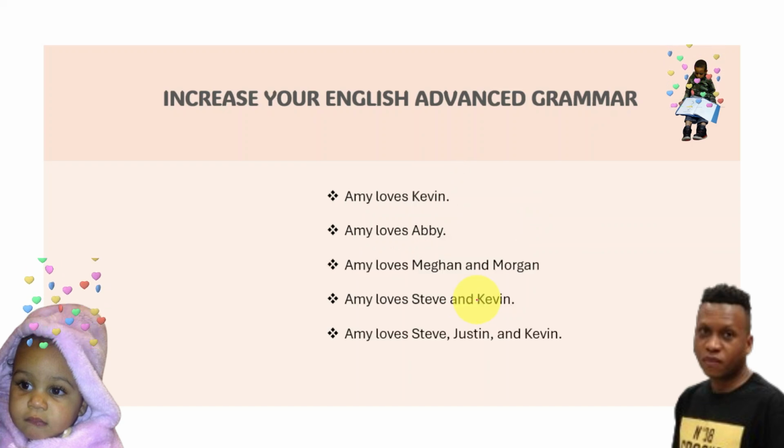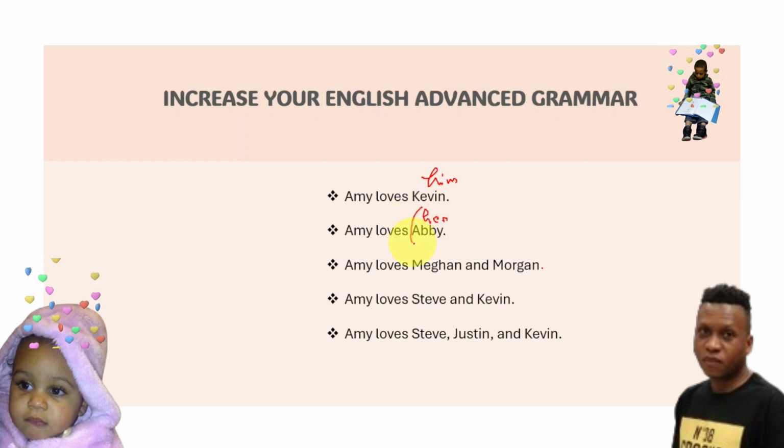So we come here. Amy loves Kevin. Amy loves Abby. Amy loves Megan and Morgan. Amy loves Steve and Kevin. Amy loves Steve, Justin, and Kevin. If we want to replace this, we're going to say Amy loves him, because it's a man. Amy loves Abby. Amy loves her. This one I'm talking about.